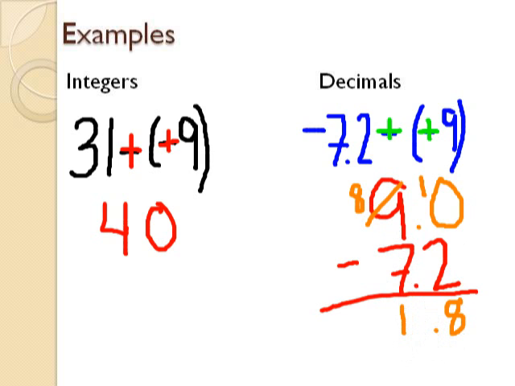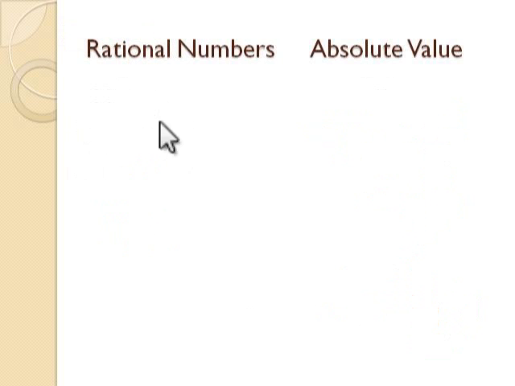And then I have to make a decision about the sign of my answer. So the rule is, if the signs are different, I find the difference and take the sign of the number with the higher absolute value. 9 has the higher absolute value. It's positive. So my answer is positive 1.8. And you don't need to put that plus sign in there because it's invisible. Alrighty. So let's do one with rational numbers and then one with absolute value.